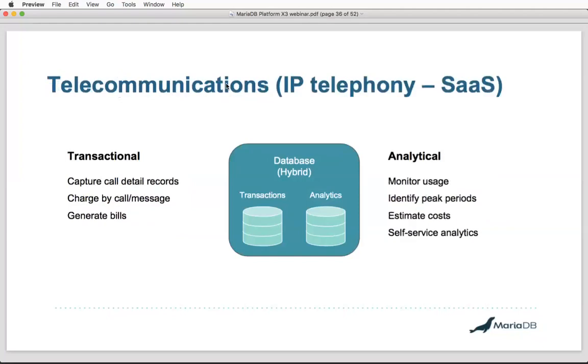The second one is a SaaS provider, which is one of those examples I mentioned a little bit ago, and this is for IP telephony, so phone calls, text messages. On one hand, it's transactional. Right, call detail records or CDRs. They're capturing these every time their customers use their platform to make a phone call or to send a text message. This data is used to generate bills, to find out usage. On the other hand, those customers, being data-driven organizations, wanted to be able to analyze that data to monitor usage, identify peak periods. Instead of seeing their bill, better understand what their bill is going to look like or estimate what the costs are going to be, as well as a lot of self-service analytics.